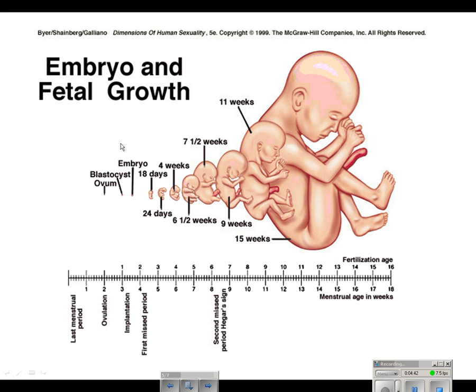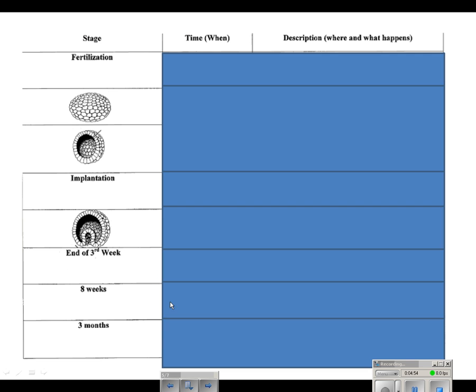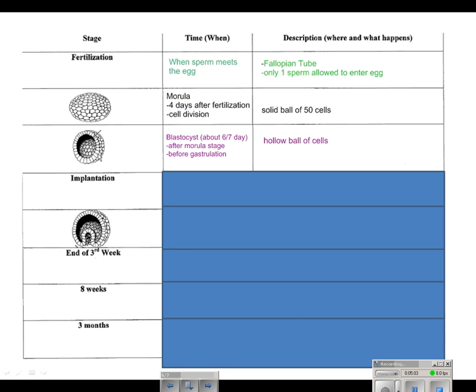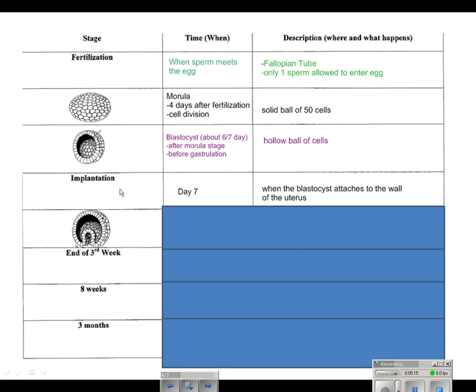Then we can look at a little bit of embryo and fetal growth. So we have an embryo up to about this point here where the mouse is, and then we call the child a fetus. And if we look at the word version of this, fertilization is when sperm meets egg, happens in the fallopian tube, and then we have the morula and the blastocyst. And the morula is that solid ball of cells, and the blastocyst is that hollow ball of cells, and that blastocyst can implant itself at day 7 into the uterine wall.